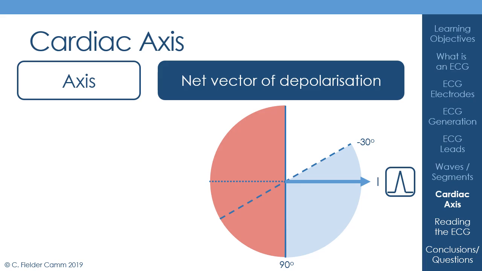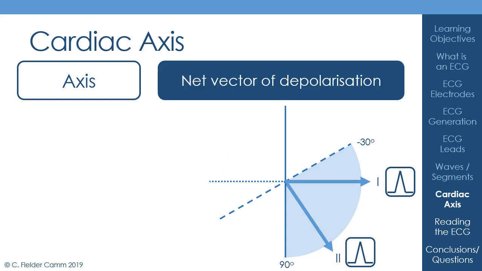So that's very useful. And if we take lead 2, it looks down at about 60 degrees. Again, if it's positive in lead 2, we know that anything to the top left of that dotted line can't be going in that direction. So if it's positive in lead 2, it must be coming down to the bottom right. So if it's positive in both of these leads, the axis must be normal.